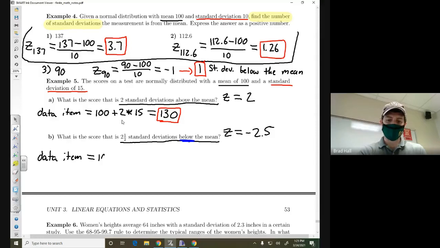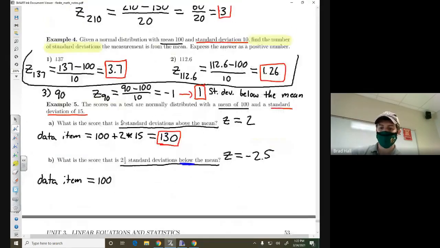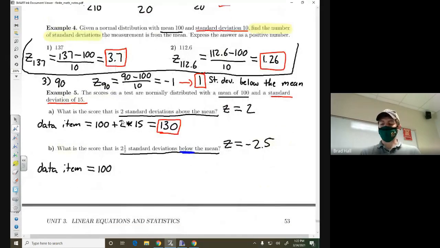So the mean is 100. Again, I'm following the formula from right up here. The z-score we found, or in other words, we are below. The z-score, or the standard deviation, however you look at it, is 2.5 times whatever the standard deviation is. Well, the standard deviation of 15, in other words, the one that they gave us.